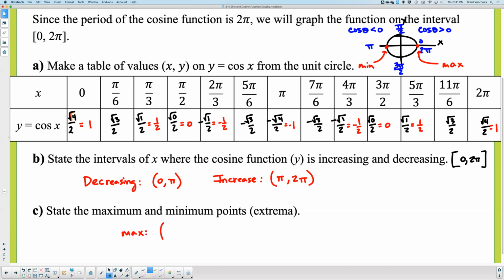The maximum would be at 0, comma, the angle becomes the x, the independent. The y value becomes your function value, which is 1. That's the maximum. And where's our other maximum? We got 0, 1. Now also 2 pi, comma 1. And then our 1 minimum, the smallest value on here was pi, comma, -1.